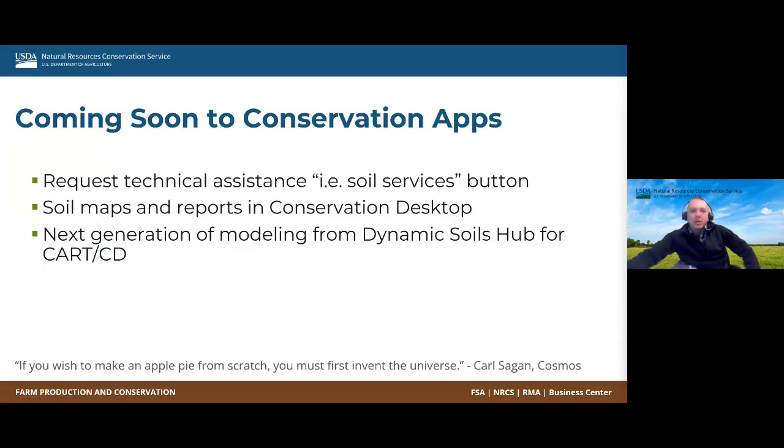I just want to briefly mention a couple of enhancements in CART and Conservation Desktop, as well as developments on the soil side to better support conservation efforts. The first item I want to briefly go over is the request for technical assistance button. I'm just using this as an example, but if there's a need for an on-site investigation, a request for assistance can be sent to the state soil scientist, who could then redirect it to the resource soil scientist or soil survey office. This enhancement would help with efficiencies in communication.